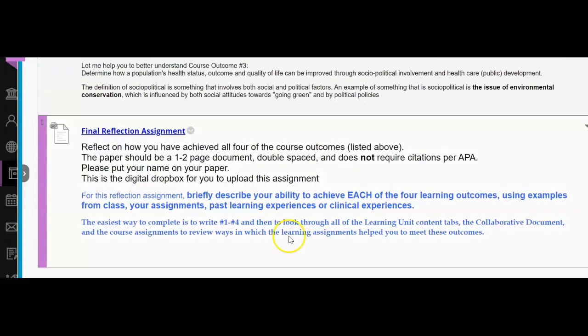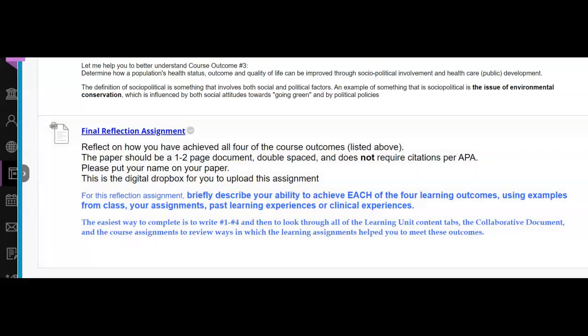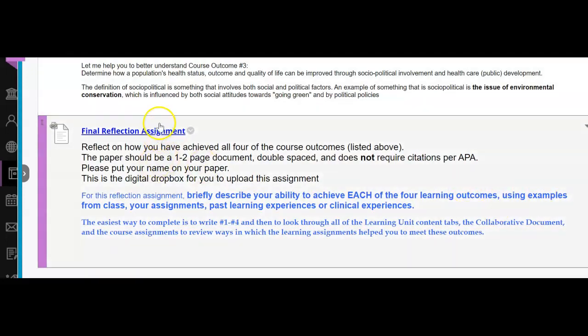So what you're going to do is reflect on how you have achieved all 4 of these course outcomes. The paper is just a 1 to 2 page document. It's double spaced. It does not require citations per APA. It doesn't require a front page or a title page. I just ask that you put your name on your papers to make sure that I have the right person for the right paper. This is the digital Dropbox that you're going to upload it to.